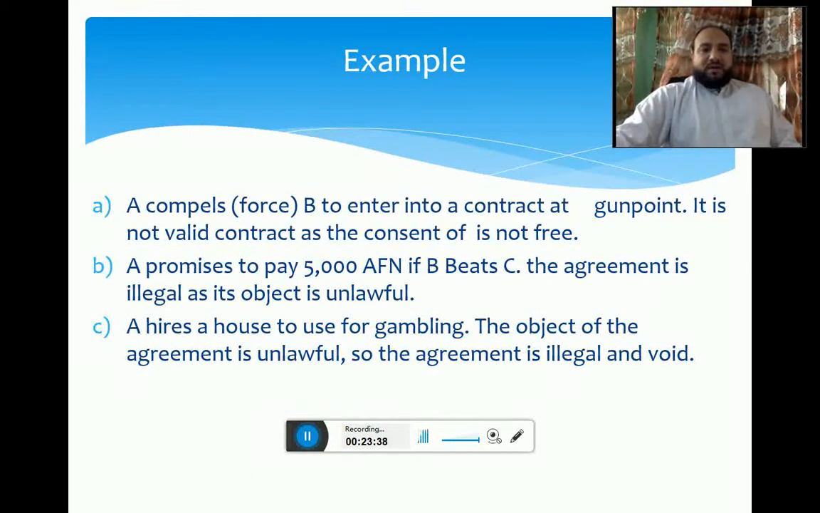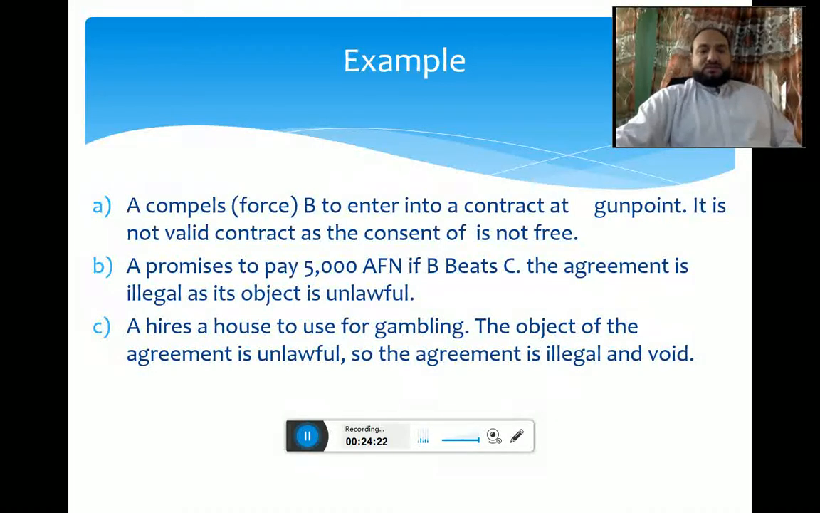The first example is about free consent. Ahmad compels or forces Bilal to enter into a contract at gunpoint. It is not a valid contract as the consent of Ahmad is not free. Example B: Ahmad promises to pay 5,000 Afghani if B beats C. This agreement is illegal as its object is unlawful.